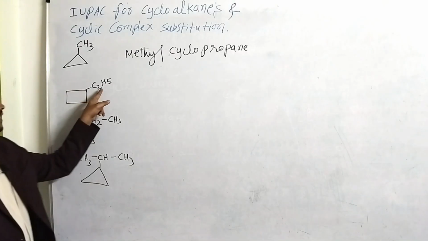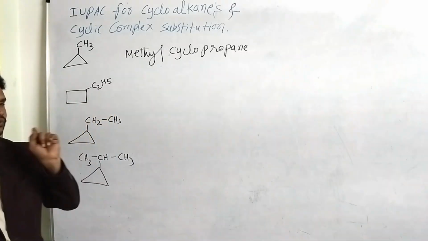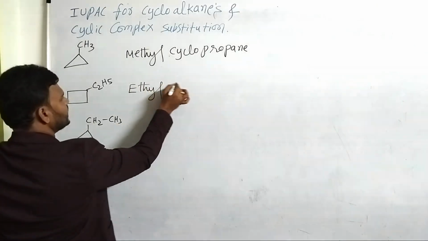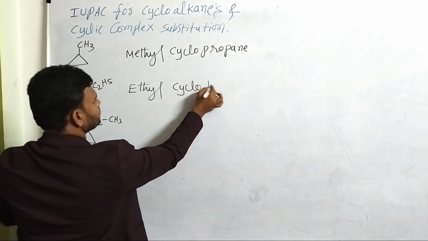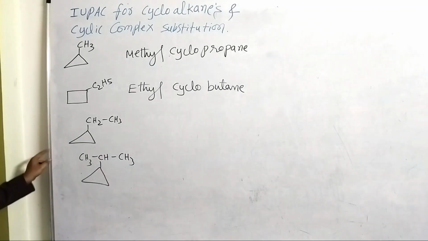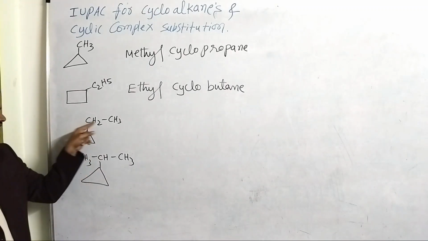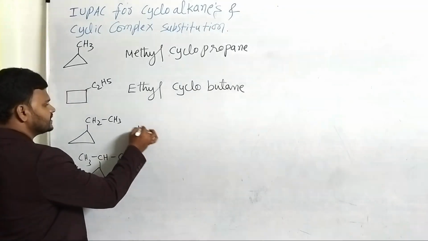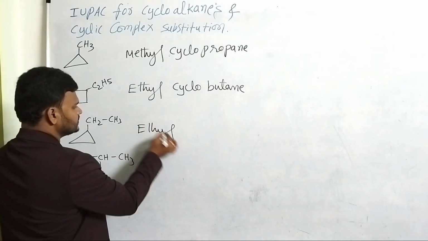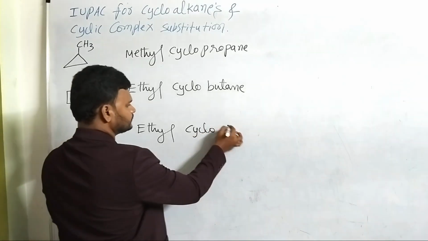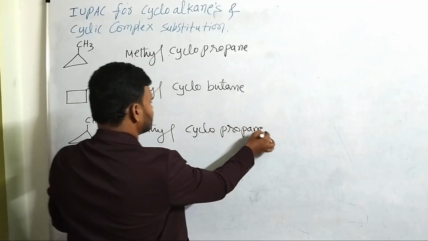That's it. This is also the same logic. The ring contains 4 carbons, the side chain contains only 2 carbons. That's the reason this is ethyl cyclobutane. Next, same logic. The ring contains 3 carbons, whereas the side chain or straight chain contains only 2 carbons. That's the reason this is ethyl cyclopropane.